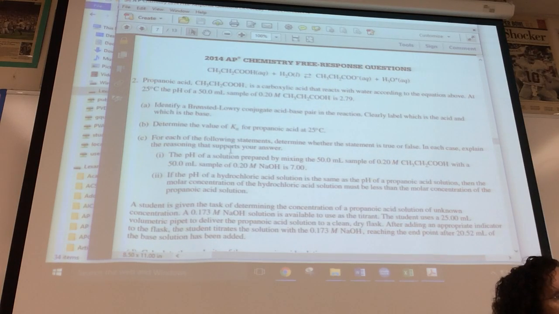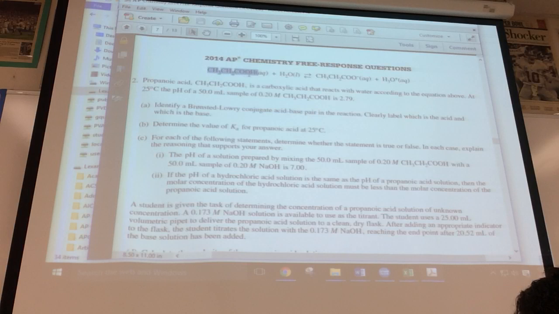So this is a very, very easy question to start it off. Off the 2014 exam, this is the new exam, it says, identify a Bronsted-Lowry conjugate acid-base pair in the reaction. Clearly label which is the acid and which is the base. And maybe because of the writing, the kids were confused, but you've got to go after the pair, okay? And there's more than one answer here.